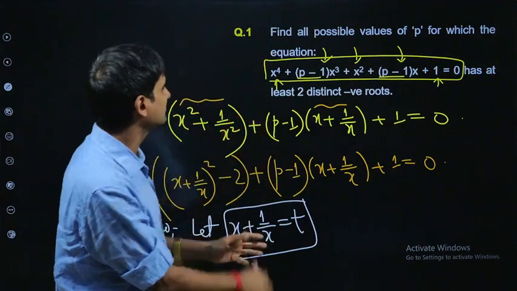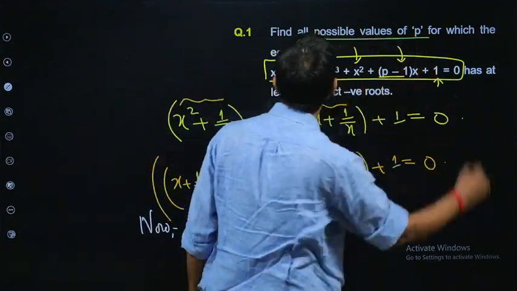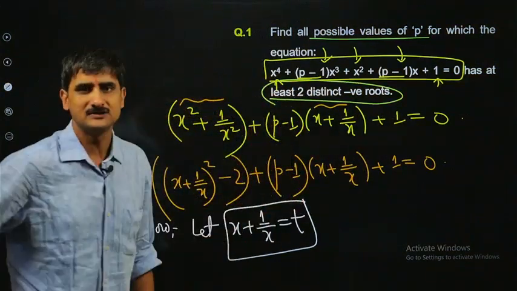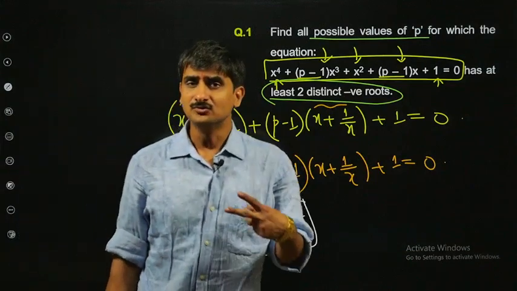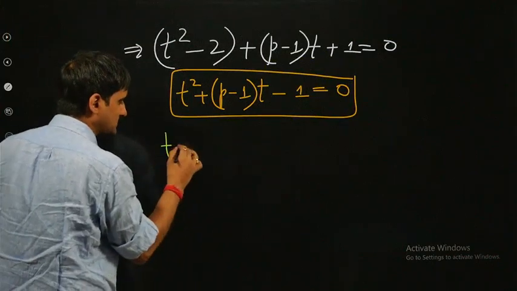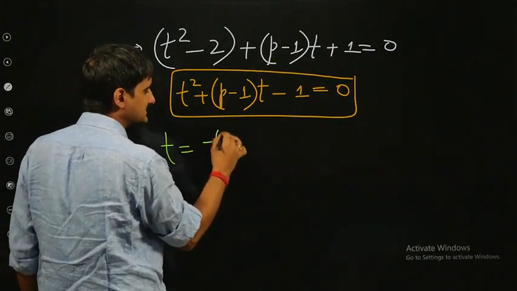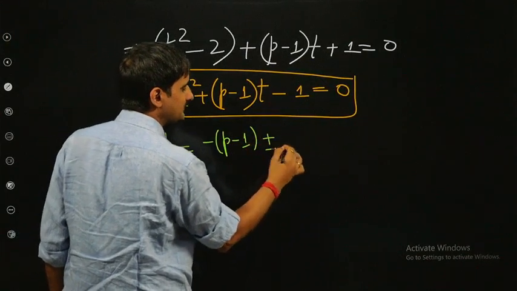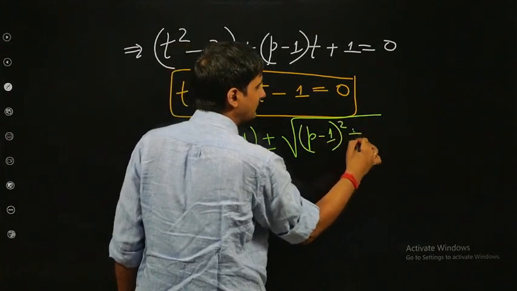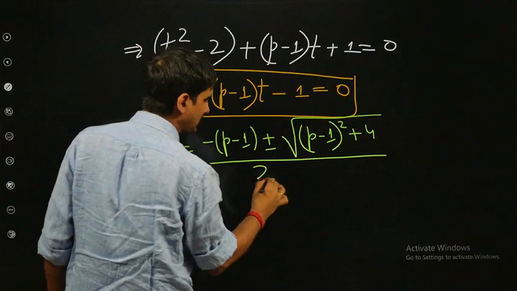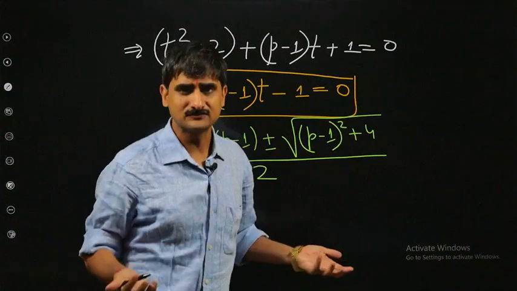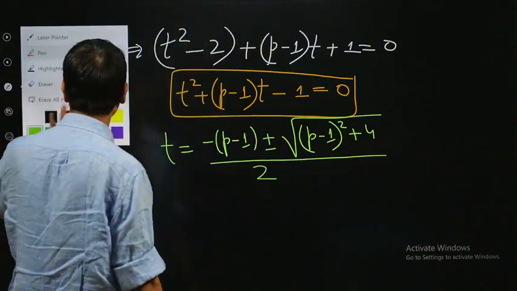Okay, now let's read the question. Find all possible values of p for which the equation has at least two distinct negative roots. Now if I try to get the roots here, t is minus b plus minus under root of b square minus 4ac upon 2a, the direct quadratic formula, which is 2. But do we need the solution in terms of t? Of course not. Our variable is x, so I will be replacing t by x.